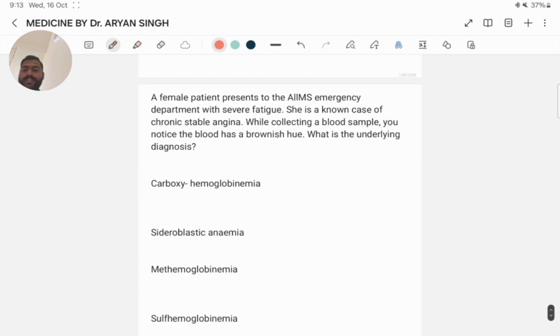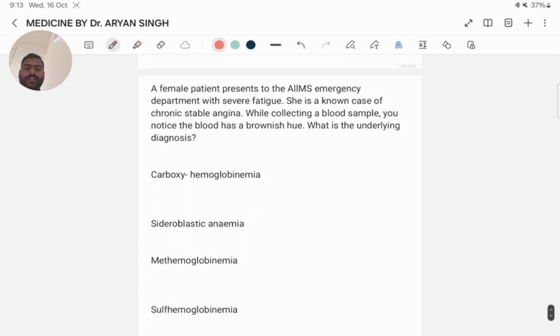Next question. A female patient presents to the AIIMS emergency department with severe fatigue. She is a known case of chronic stable angina, and while collecting a blood sample, you notice the blood has a brownish hue. What is the underlying diagnosis?